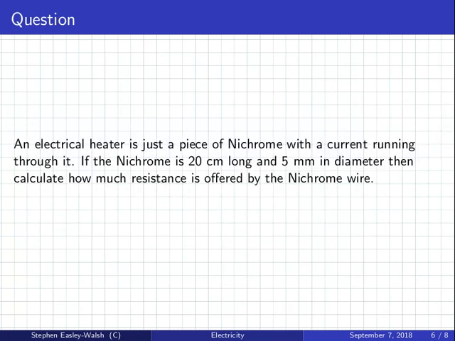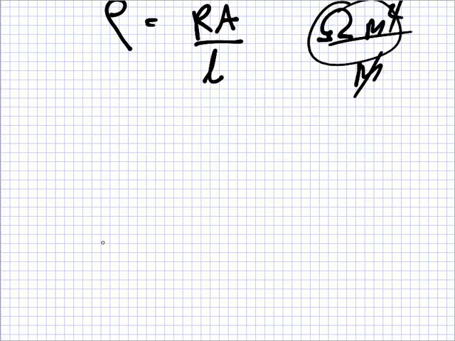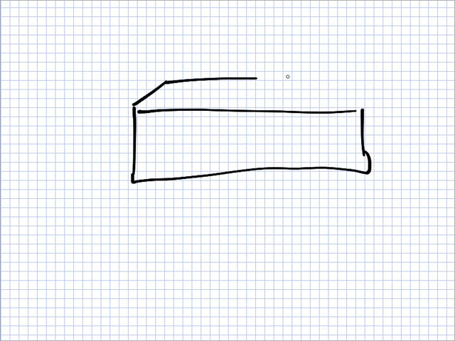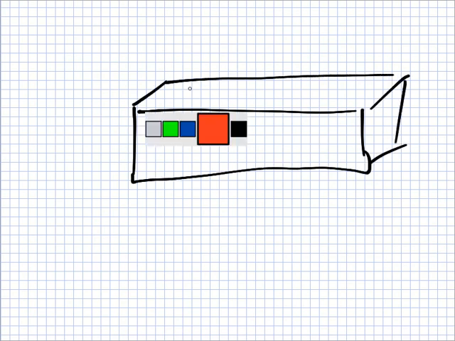Here's a good example. The nichrome is being used to make an electric heater. Does anybody have an electric heater at home? Have you ever looked inside of it? If you look inside of it, it actually looks very, very simple. You have a metal box, right? And on the top of it you have these holes, yeah? Lots of holes in them.